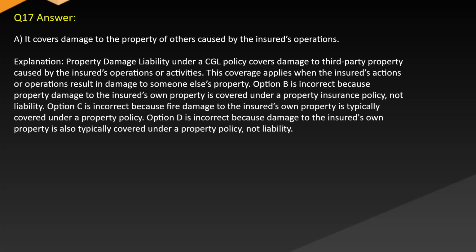Option B is incorrect because property damage to the insured's own property is covered under a property insurance policy, not liability. Option C is incorrect because fire damage to the insured's own property is typically covered under a property policy. Option D is incorrect because damage to the insured's own property is also typically covered under a property policy, not liability.